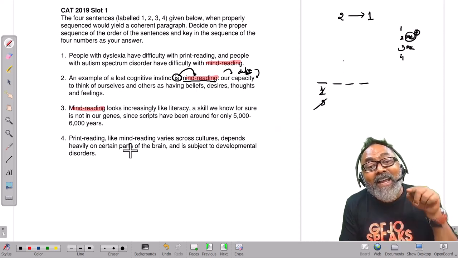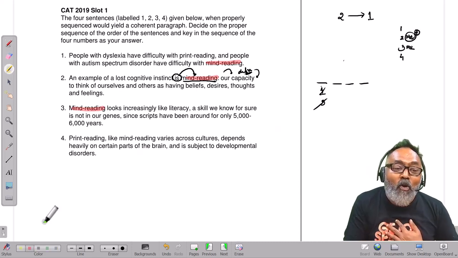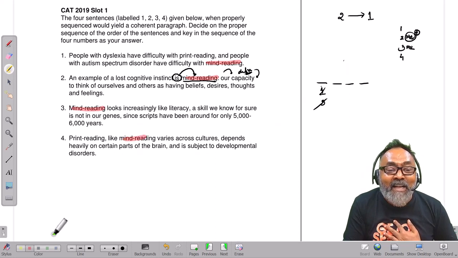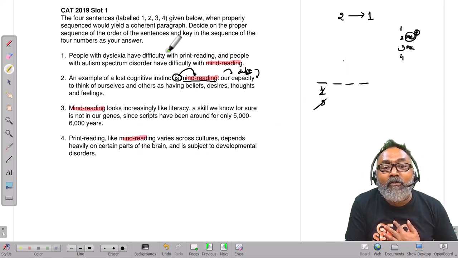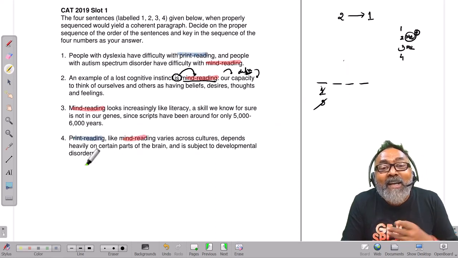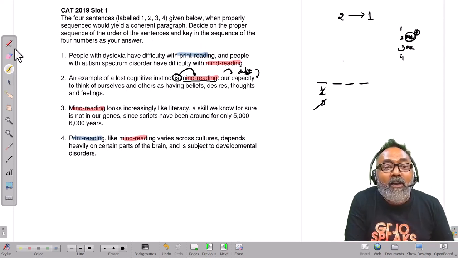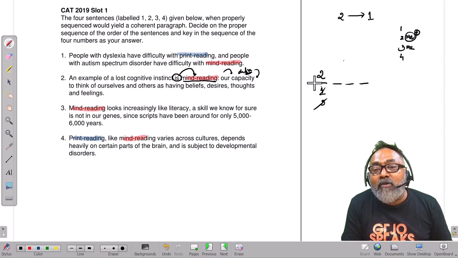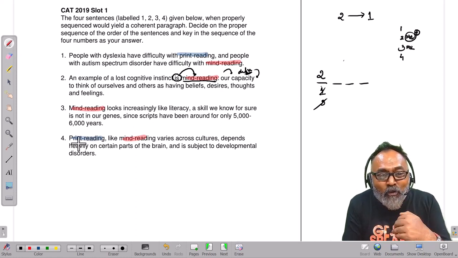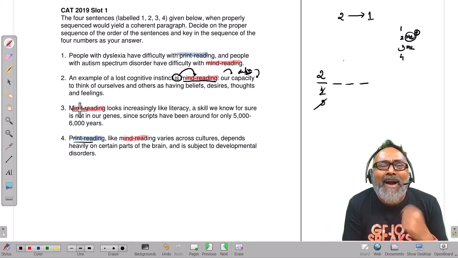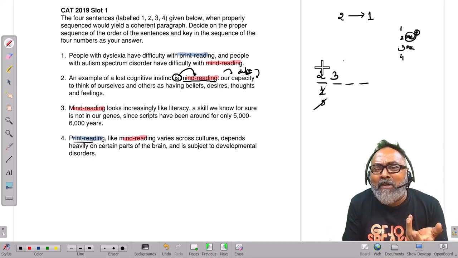Print reading like mind reading. Here is where our next clear echo about print reading is, which is where print reading is getting introduced. So what is absolutely certain is the conversation has to start with 2, before you get to print reading. Sentence number 4 is moving to print reading, and you need to talk about mind reading first.